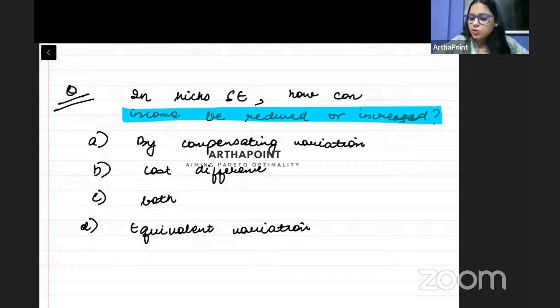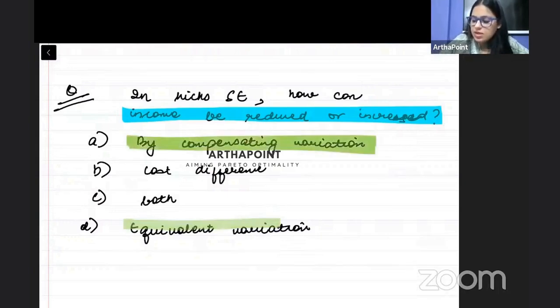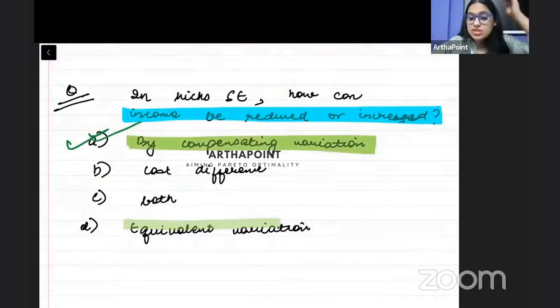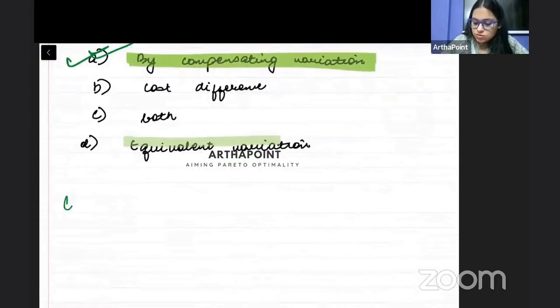Very good. Very, very good, beta. All of you are correct when you are saying that the answer will be compensating variation. Correct. The correct answer to this question is A, that is compensating variation. Absolutely correct. Okay, beta. Next question.